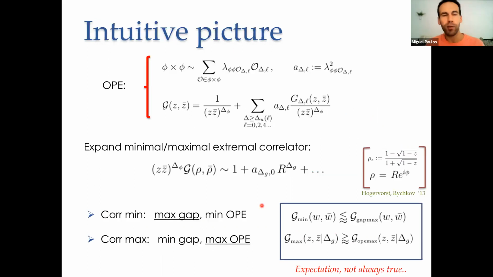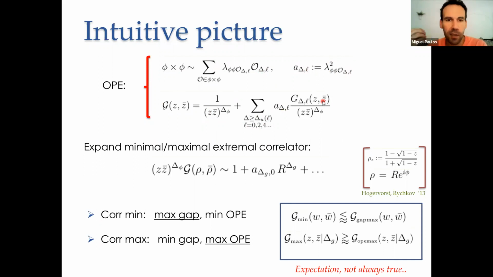Okay, so let's try to get some intuition for what to expect for these minimal and maximal correlators. To do this, we're going to use the OPE. Phi with phi contains these operators with even spins, and the correlator is expanded in terms of conformal blocks like this. This is just the unitarity bound. The OPE coefficients, this is what I was mentioning before, these A's are just lambda squares.